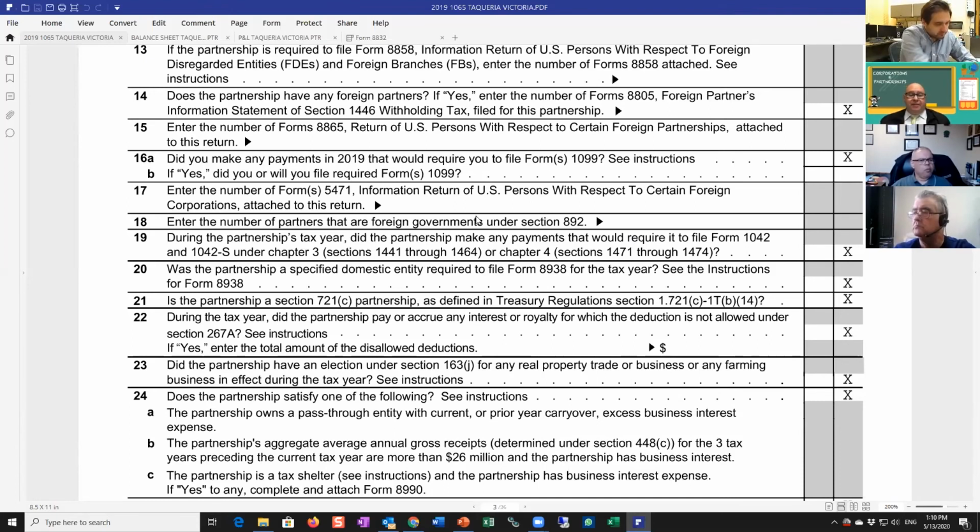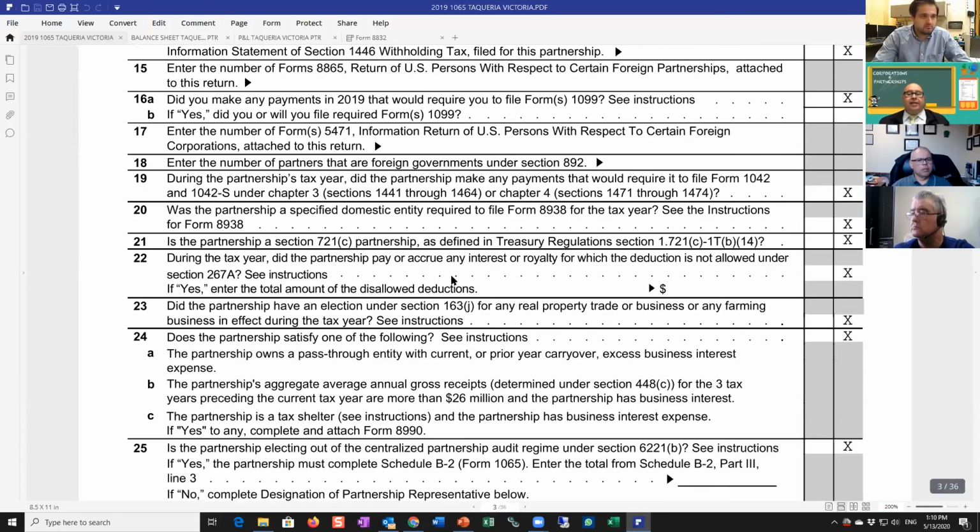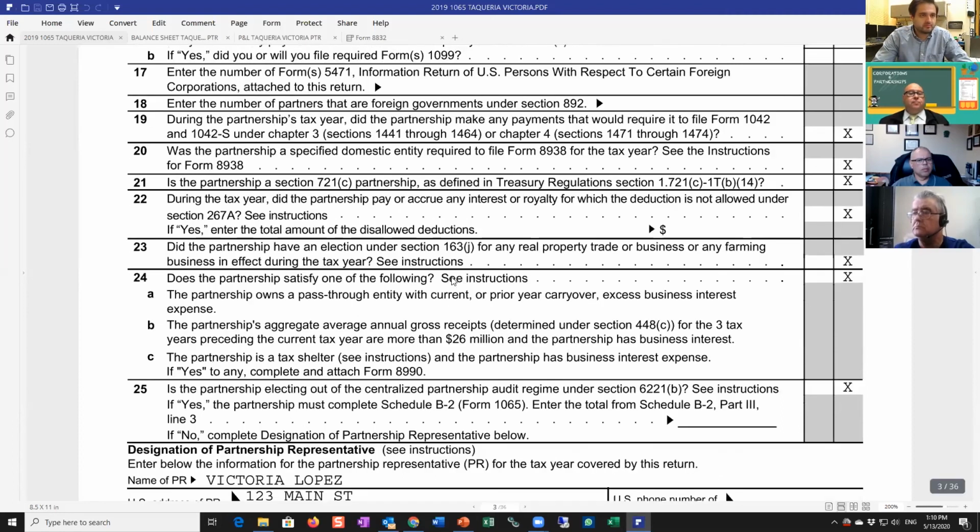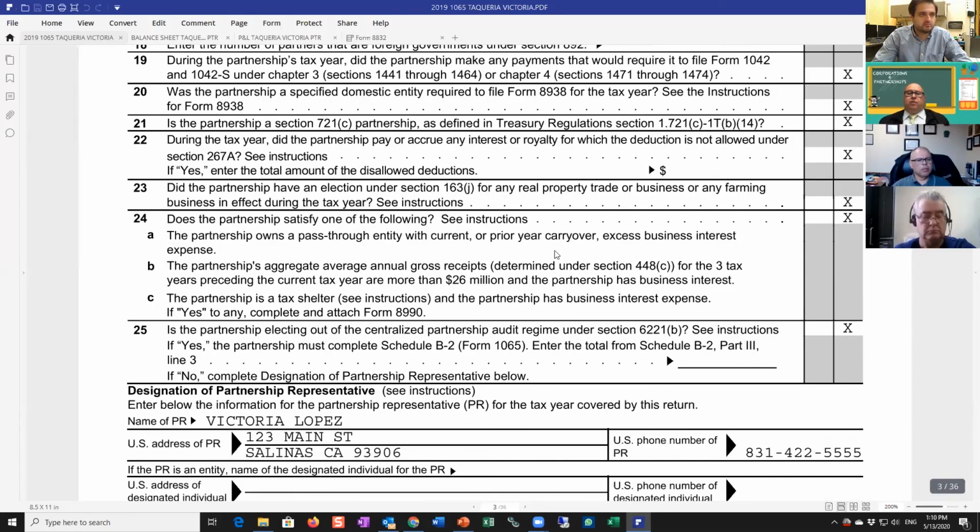If you're a specified domestic partnership, Form 8938 for the tax years. 8938 is used for foreign financial assets. Do you have any foreign financial assets that the company owns? They want to know, and if you do, you need to disclose them. That's all there is. It's a disclosure. There's nothing to be taxed about. Let me see what other important items we have here.